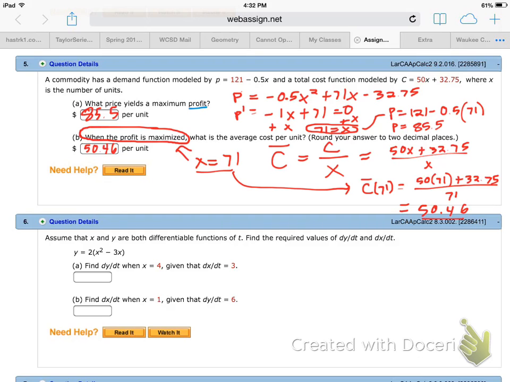Then number 6. You ready for that piece? Yeah. Good job, honey. It's okay.